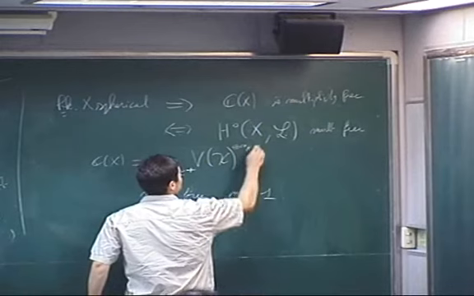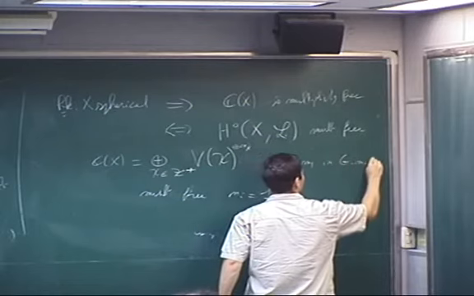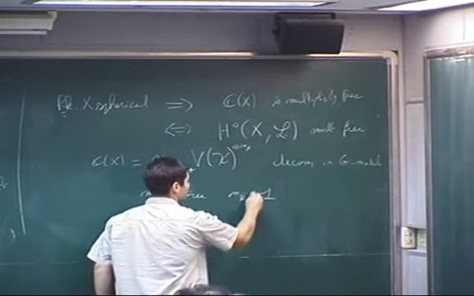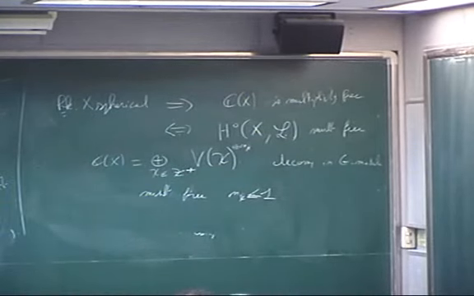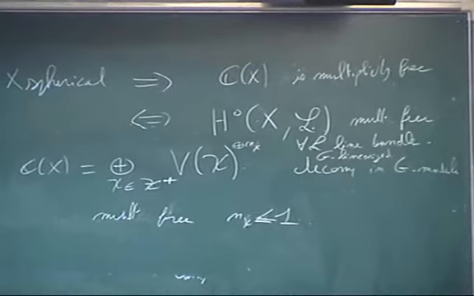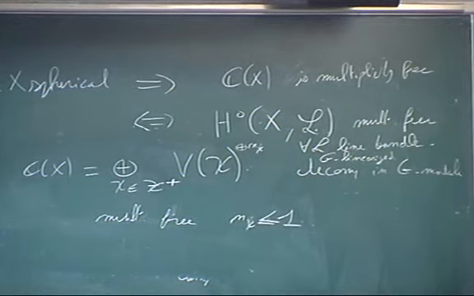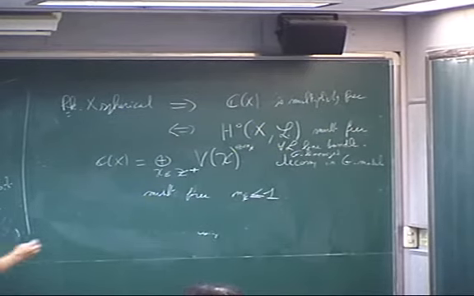It's a decomposition in G-modules, yes. It can also be 0. For G simply connected, all line bundles will be G-linearized. So now we have this map.